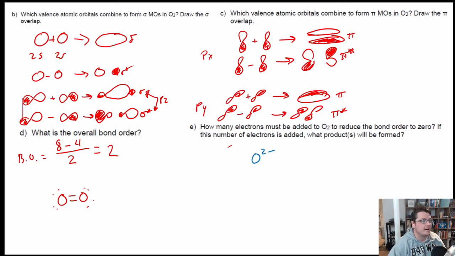And so that's what happens in those scenarios. That's how you break O2. You just pump in 4 electrons and you get oxide. You get O2 minus.